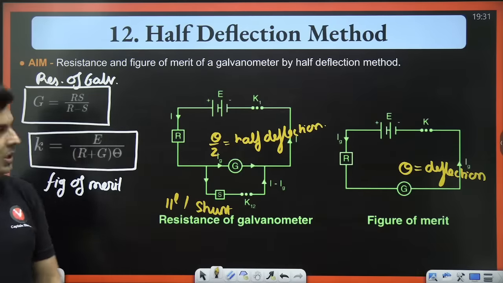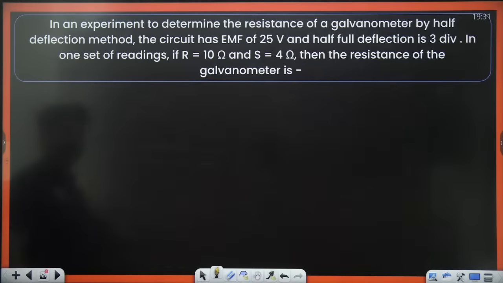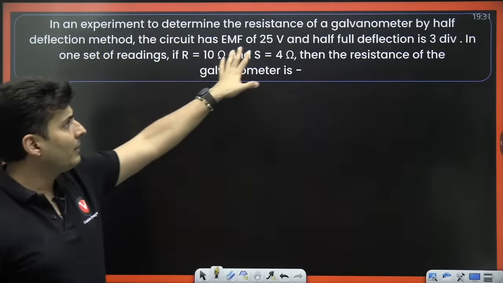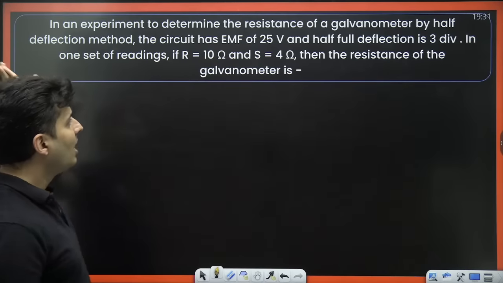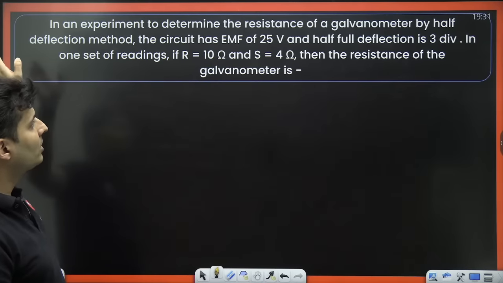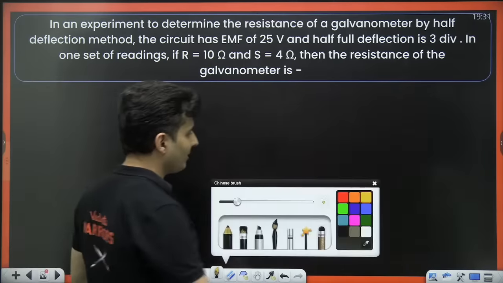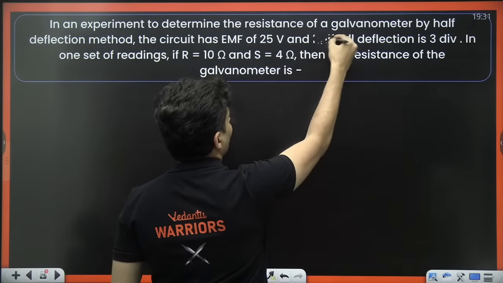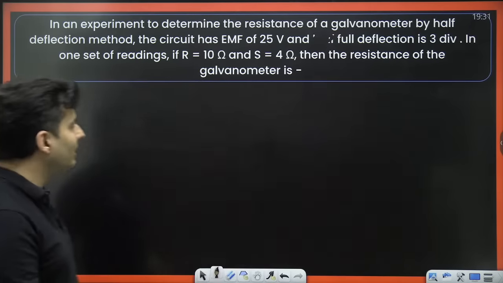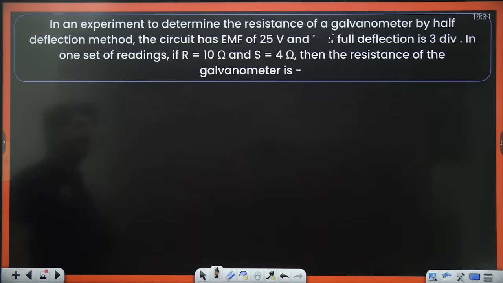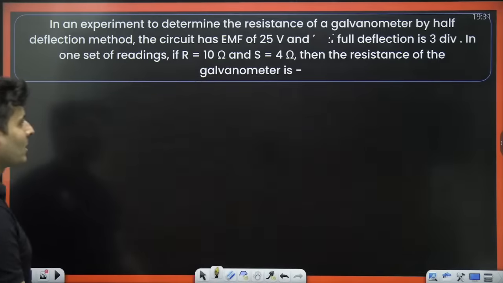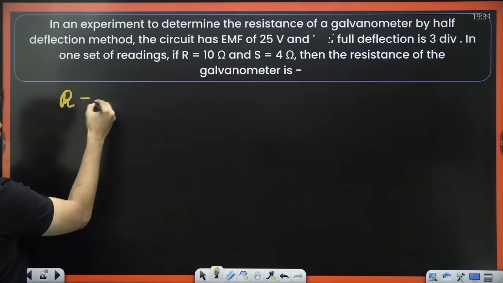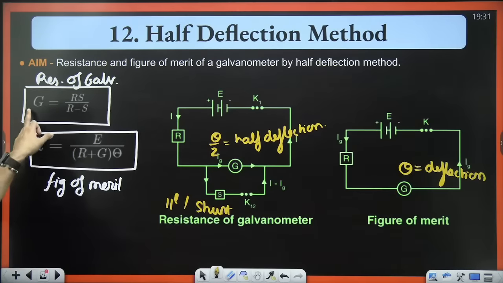All right. Cool. So let's solve a question based on this. In an experiment to determine the resistance of a galvanometer by half deflection method, the circuit EMF is 25 volts. The full deflection is 3 divisions. In one set of reading, if R is equal to 10 ohms, S is 4 ohms, then what is the resistance of the galvanometer? Okay, just use this formula.